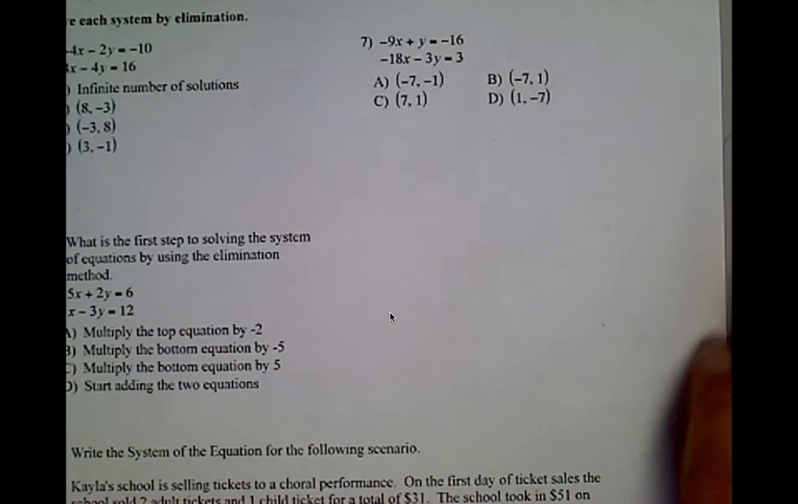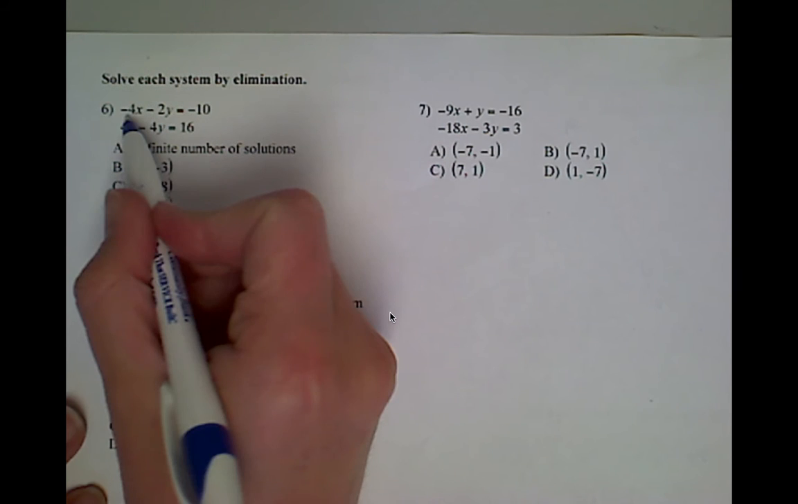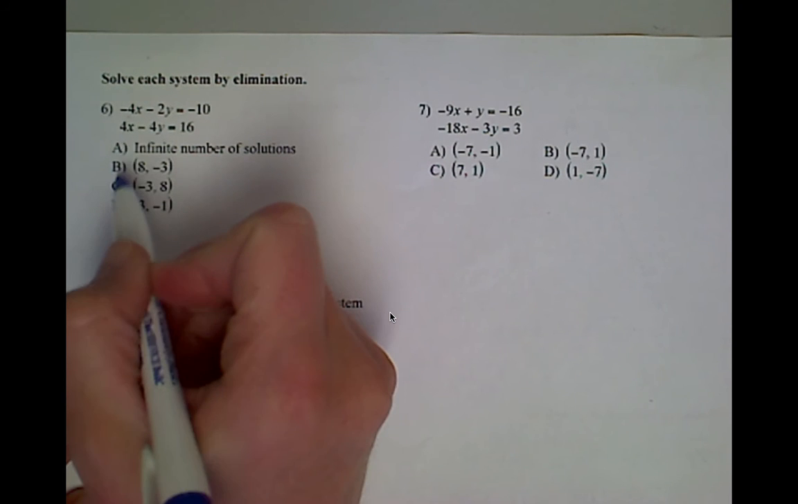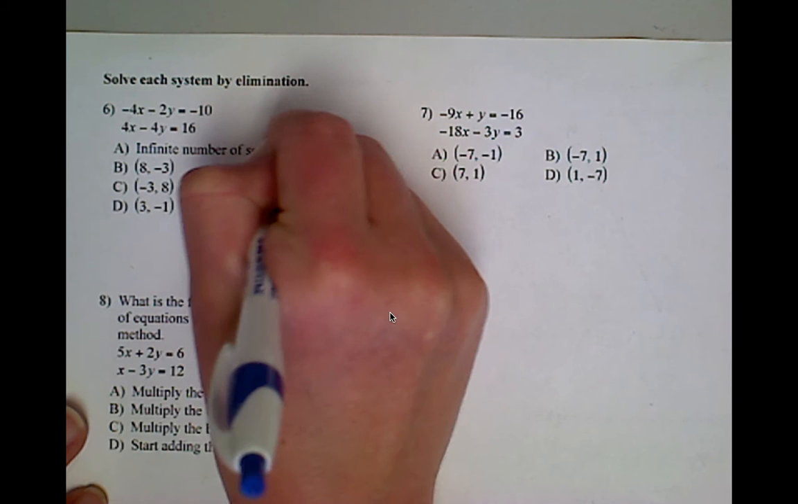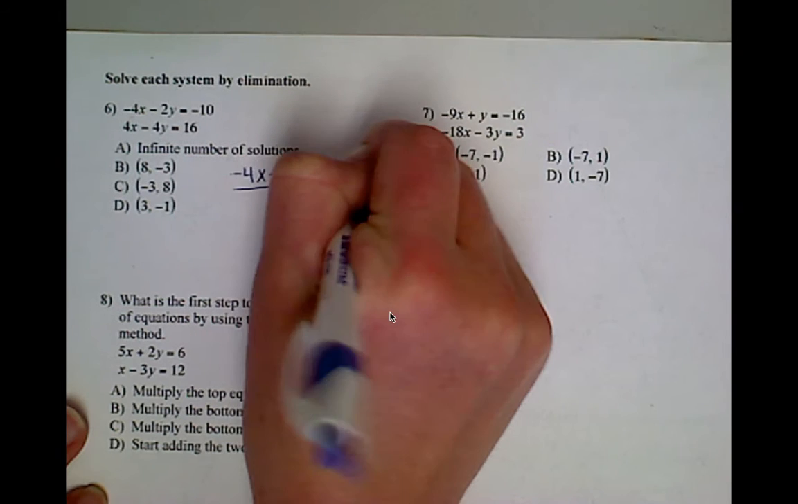Okay, on the back, same thing. These are set up for elimination. Very pretty, because look, you've got a negative 4x and a 4x. You've already got inverse coefficients. So what you can do is start off by just adding them together. I'm going to rewrite it over here so I've got room to work it out.